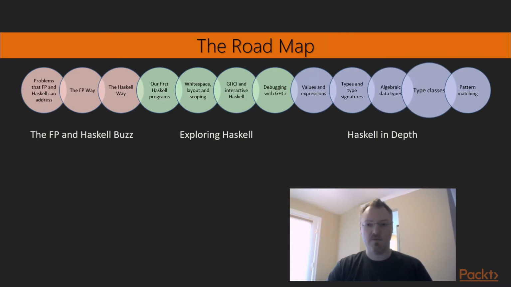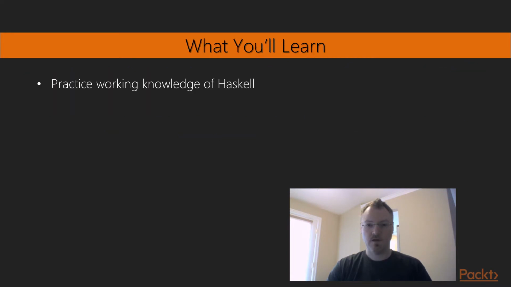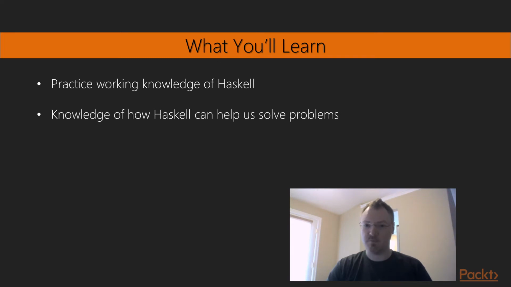At that point, we'll know enough to tackle type classes, and we'll learn how to make our own instances of existing type classes and how to build our own type classes. Finally, to cap it all off, we'll learn how to extract values from our algebraic data types. At the end of this course, you will have a practical working knowledge of Haskell and enough to start writing your own programs. You'll also know how Haskell can help us solve problems and its particular approach to software engineering. And then you'll also have knowledge of values, expressions, and types in Haskell.